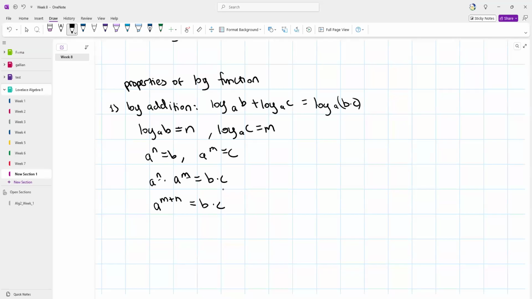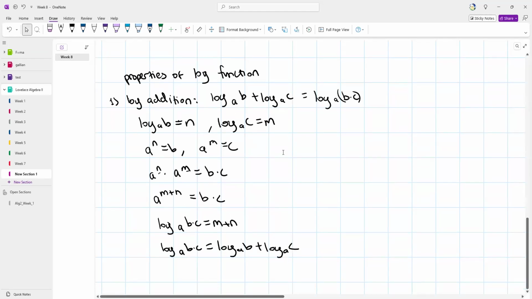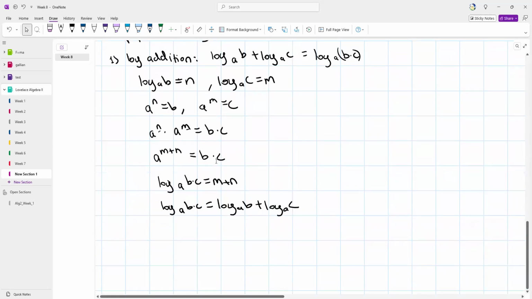And now we can write, this is the definition of log. Log of b times c is equal to m plus n. And then we substitute back what m and n are, and we have log a of b times c is equal to log a b plus log a c. So as you can see, we're basically just taking the definition of a log and then using exponent rules to get the final formula we have. And since addition allows us, we also have subtraction.